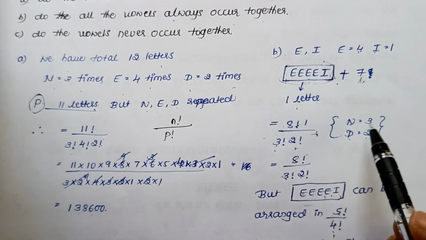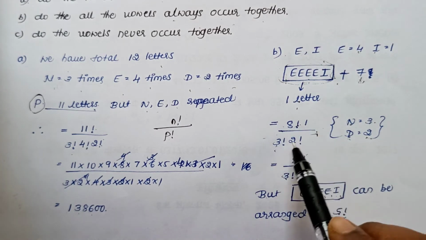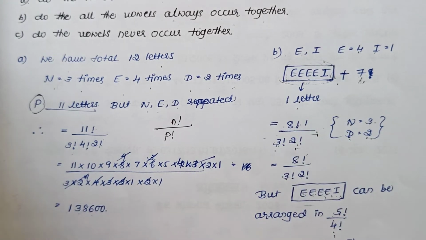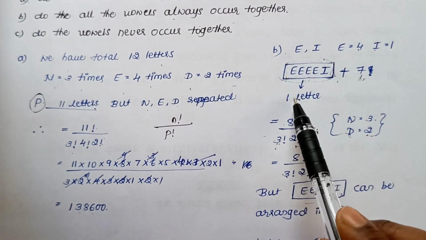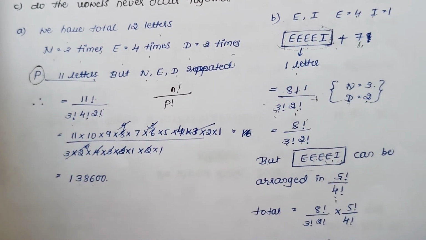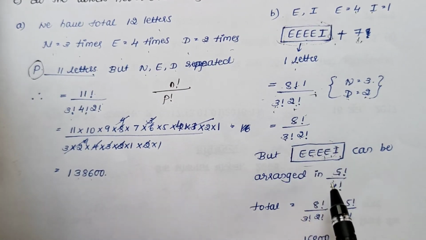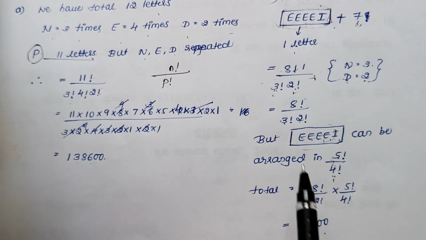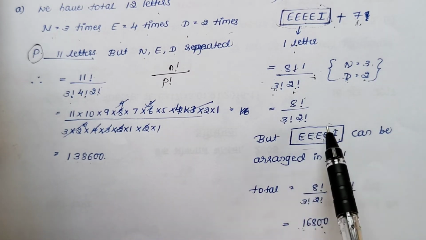Why is this? N has been repeated 3 times and D has been repeated 2 times. Therefore, it is divided by 3 factorial and 2 factorial. But here we have kept this group as one letter. In reality, this group has 5 letters and 4 letters have been repeated. So the inner arrangement of this is 5 factorial by 4 factorial. So in total we have this multiplied by this, which is 16,800 ways where the vowels always occur together.